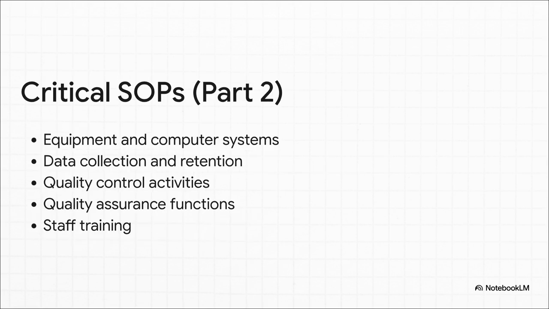And the second part focuses on the technical and quality oversight. Our Apex Labs needs an SOP for every piece of equipment and every computer system, how it's validated, used, and maintained. They need procedures for how data is collected and archived. And then you have the big ones that tie it all together. SOPs for quality control checks, quality assurance functions, and maybe most importantly, how staff are trained. Literally every function is documented.